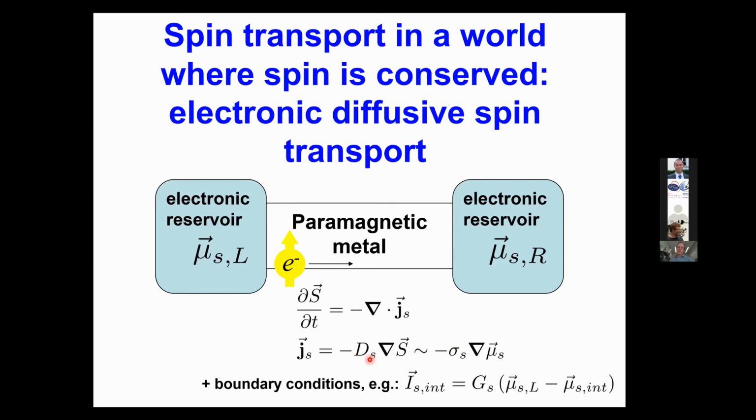So one is the spin diffusion constant coefficient. And the other one is the spin conductivity, and they're of course related by an Einstein-like relation that I don't describe here. So this equation is all you need to describe the spin transport in this paramagnetic metal, and then you need some boundary conditions that describe what happens at the interface between the reservoirs and the system that you're interested in.